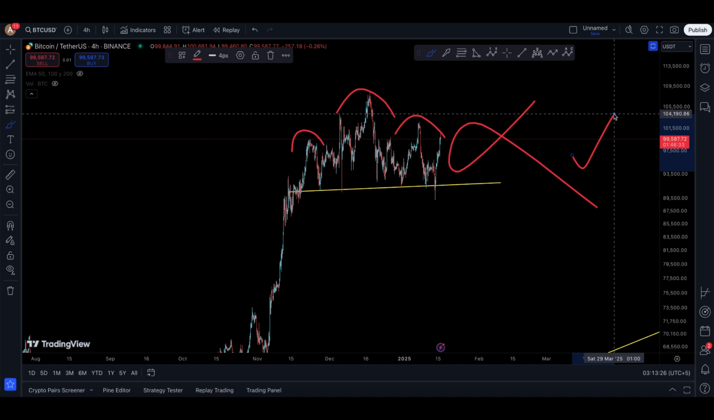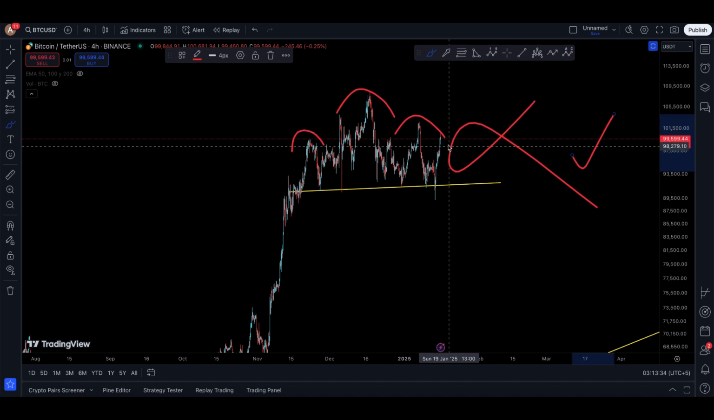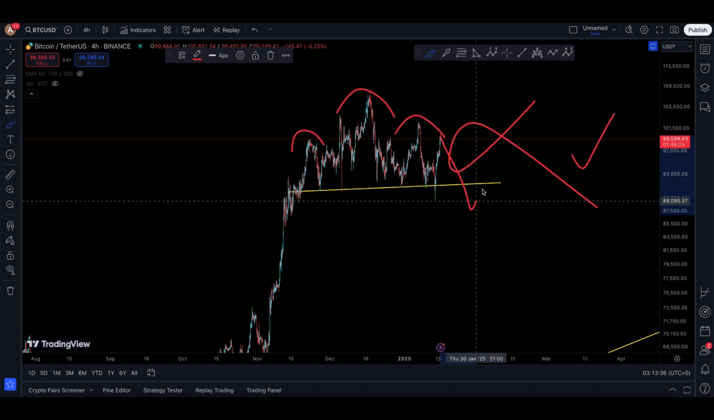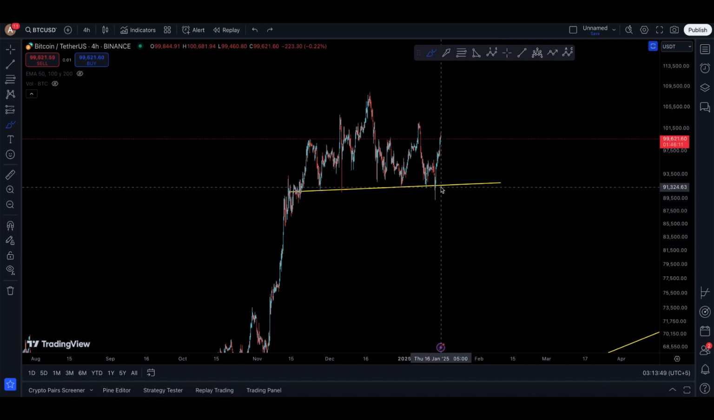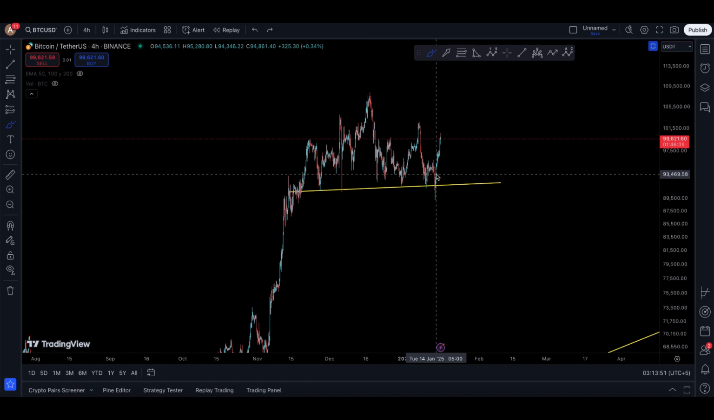So it is not invalidated, it is forming, and also it is not in play just yet. We have to break the neckline to bring it into play. It's not even in play right now, but it is in formation. The structure is formed, and that's it. So right now, the pump that you saw is within a distribution pattern.